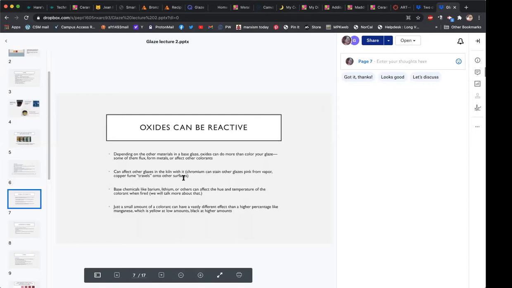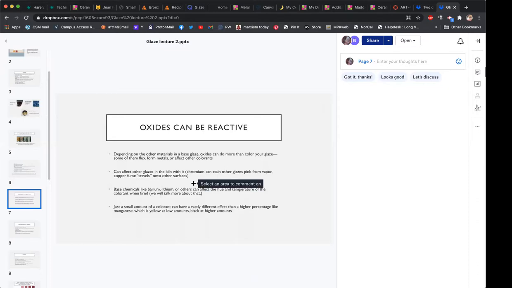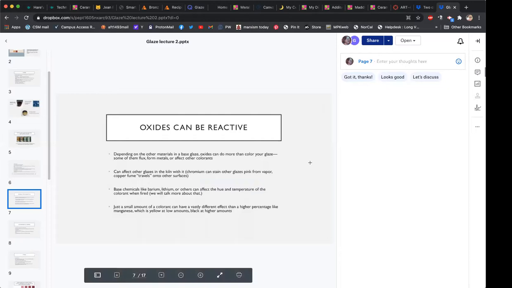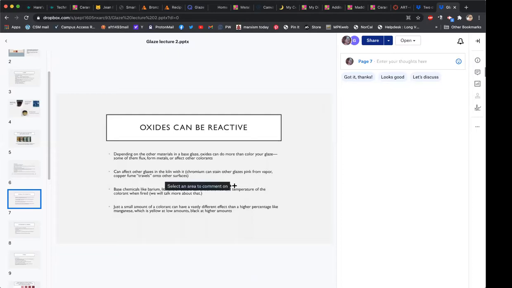There's an issue with chromium, especially for people who do what's called maiolica glazes, which is a tin glaze that you do glazing over the top of to get these really pretty colors. The chromium, if it's in any glaze in a kiln with those maiolica glazes, will turn all of the white glaze in that kiln pink.